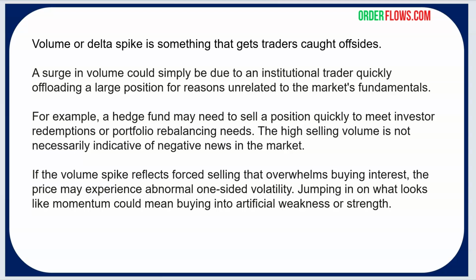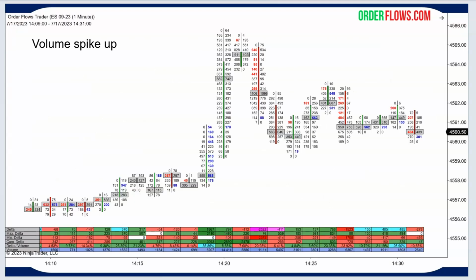The high selling volume is not necessarily indicative of negative news in the market. Right? If the volume spike reflects forced selling that overwhelms buying interest, the price may experience abnormal one-sided volatility, and jumping in on what looks like momentum could mean buying into artificial weakness or strength. So for example, the big volume spike up, 14,000 contracts here. We started out in the previous bar, we jumped from 1,500 contracts per bar, all of a sudden 5,000, 14,000, then you're back down to 5, 11, 6, 3, 3, 3, etc.